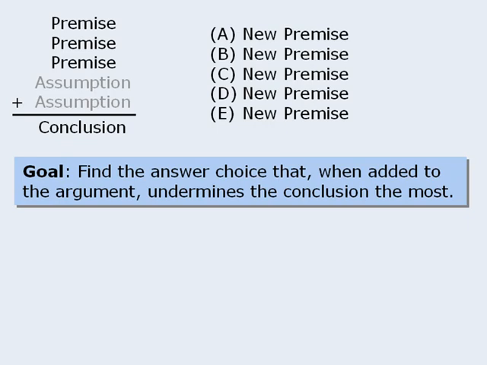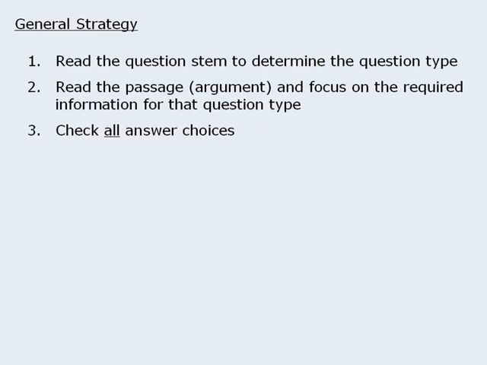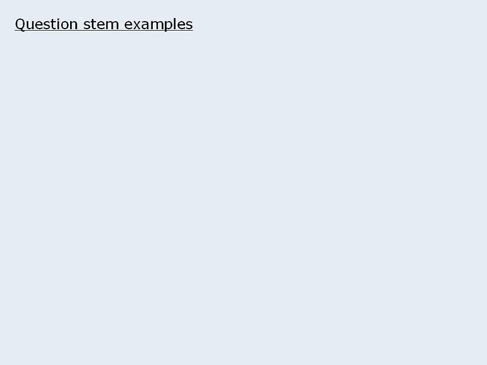Now, how do we know we're looking at a weaken the argument question? Well, we can tell by the question stem. Don't forget that reading the question stem is the very first step in the general strategy. Here are some examples of question stems that would accompany a weaken the argument question.